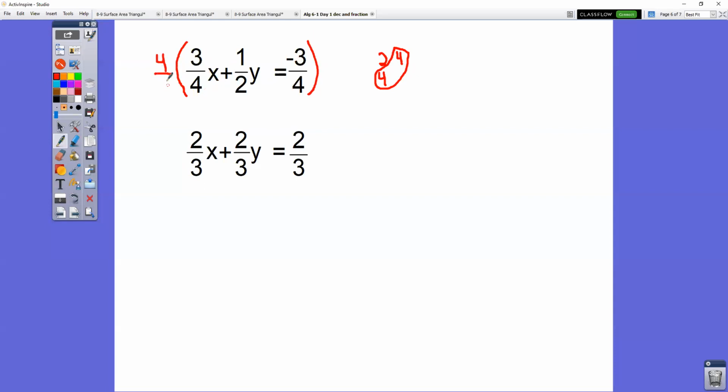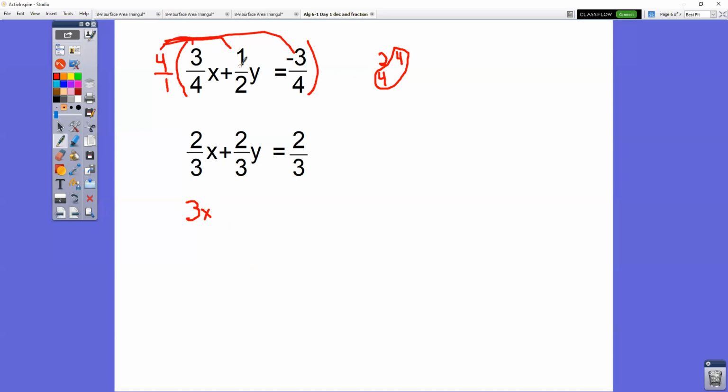Now it's not just 4, it's really 4 over 1. So we need to distribute, distribute, distribute. When I go to multiply those out, I have 4 times 3 and 1 times 4. So I have 12 over 4. 12 divided by 4 is really 3 over 1. So that changes into a 3x.